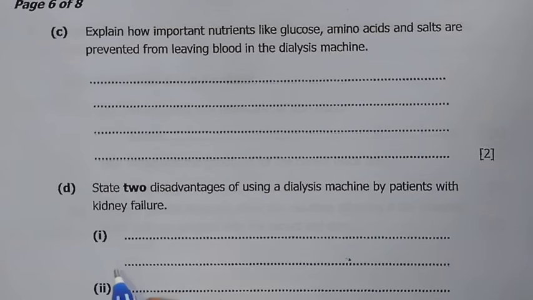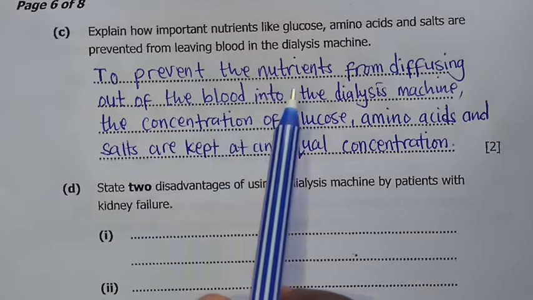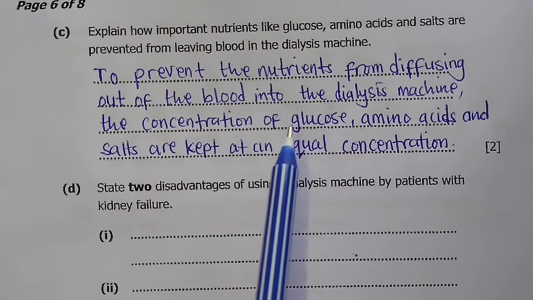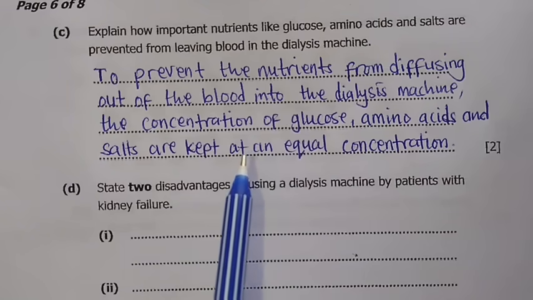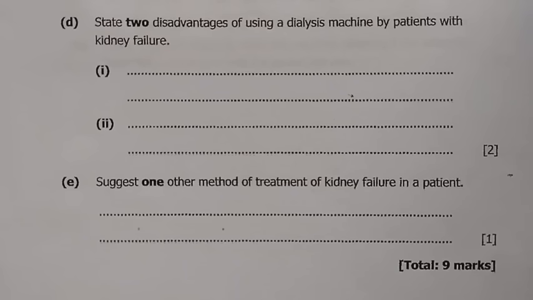So here we are going to say, in order for us to prevent the nutrients from diffusing out of the blood into the dialysis machine, the concentration of glucose, amino acids, and salts are kept at an equal concentration. This is how we are going to be able to prevent these nutrients from diffusing out of the blood into the dialysis machine. Alright guys, so we're done answering question C.